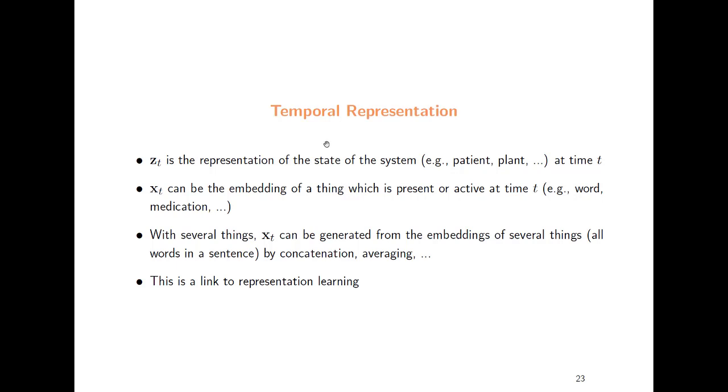So the Z_t is a representation of the state of the system, a patient, a plant, whatever, at time t. X_t can also be an embedding vector of a thing which is present or active at time t, for example, a word or a medication. So a medication is the same problem as a word. You have to transform it into a representation vector, and then you can deal with it. And of course, we can also concatenate different inputs, which would then be the link to representation learning. But I think this is maybe a little bit complex now.